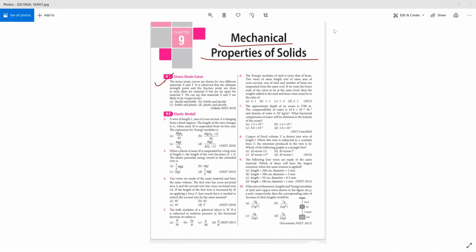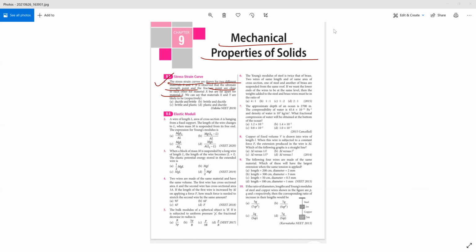First one, the question is like this: the stress strain curves are drawn for different materials X and Y. It is observed that the ultimate strength point and fracture point are close to each other for material X, but far apart for material Y. So we can say that the materials X and Y are likely to be... So we have to choose the right option among 4 options.